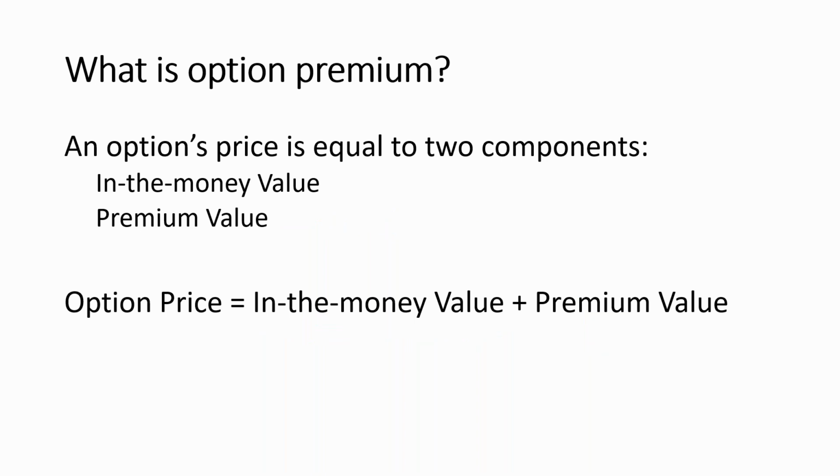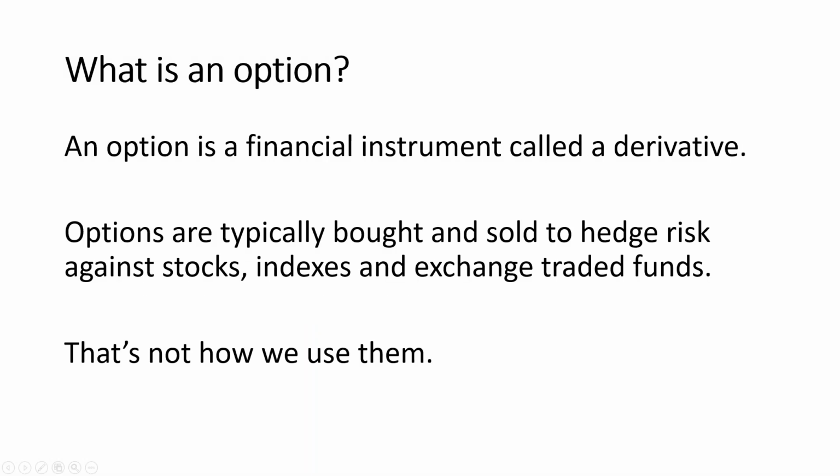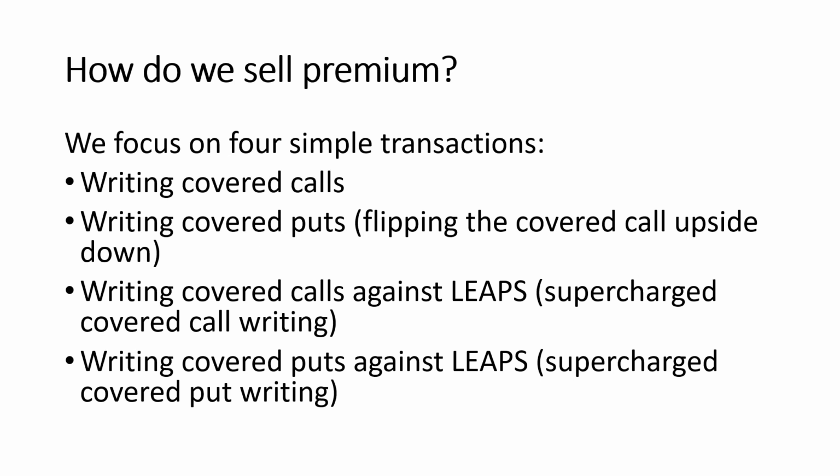So what we're doing when we create our portfolio of premium selling trades, well, first, before I even start that, what is an option? So this option thing that I keep talking about is a financial instrument called a derivative, right? They're typically bought and sold to hedge risk against stocks, indexes, and exchange traded funds, but that is absolutely not how we're using them. Instead, we're selling the premium.